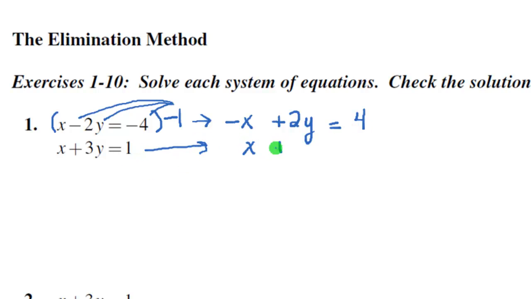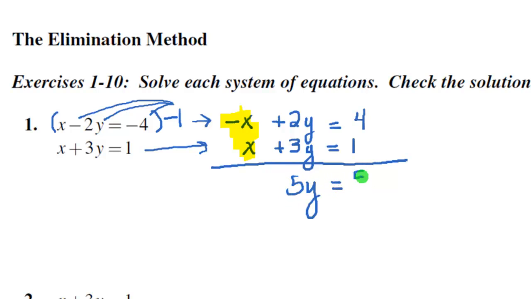And then I'm going to rewrite my second equation just the way it is, but right under the first one so that I can add. Now notice, here's what I wanted to do. I wanted to get these two x's to be exact opposites of each other, which they are, so they will cancel when I add these two equations. I get 5y for the two y's and equals 5. And now dividing both sides by 5, I get that y equals 1.